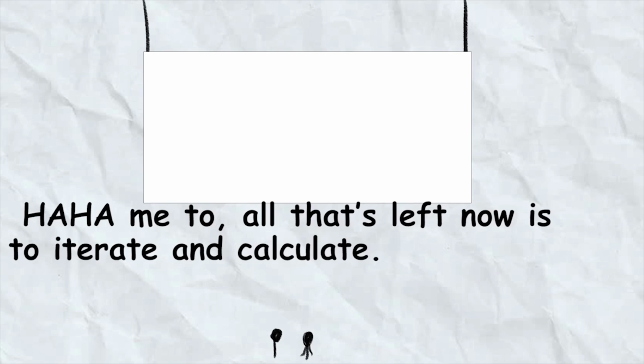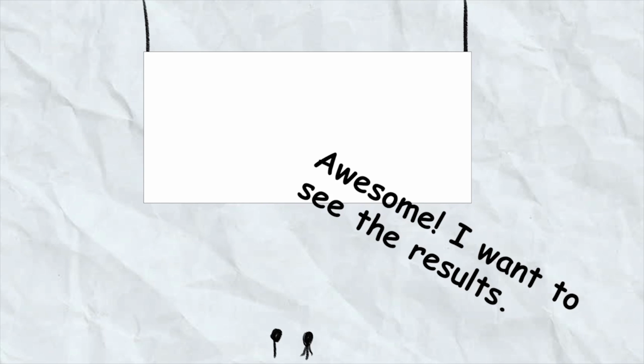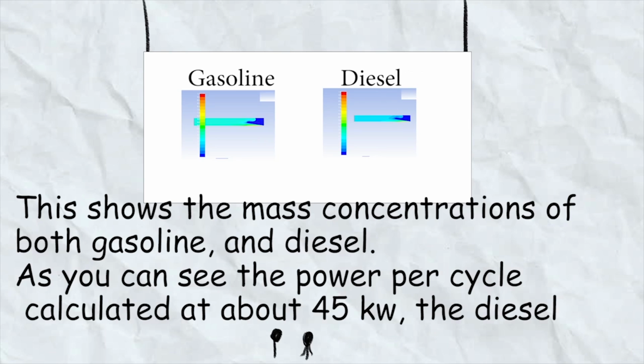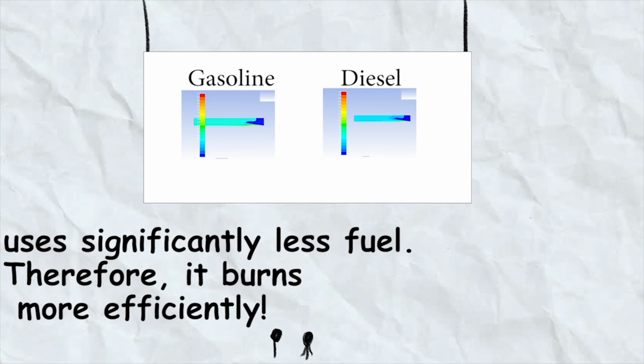Me too. Anyway, all that's left now is to iterate and calculate. Awesome. I want to see the results. As you can see, the temp simulations look similar, but the diesel burns just a bit hotter. This shows the mass concentrations of both gasoline and diesel. At 5 kilowatts, the diesel uses significantly less fuel. Therefore, it burns more efficiently.